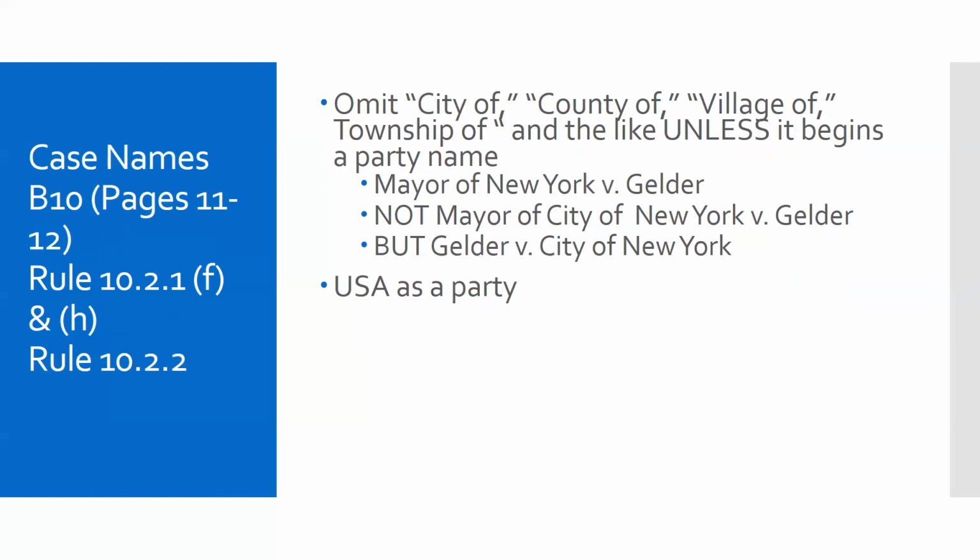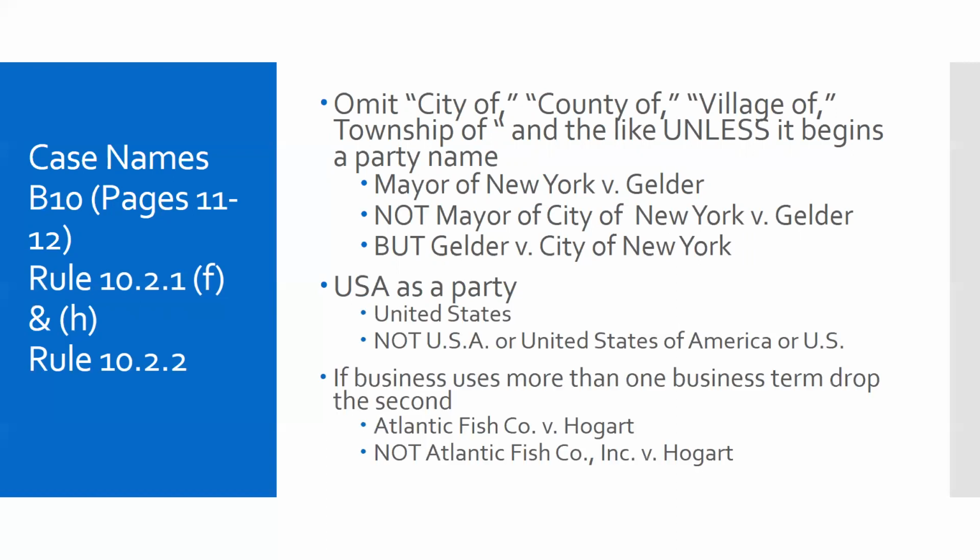The next thing to remember is set forth in the blue pages on pages 11 and 12. So we're going to eliminate city of, county of, village of, or similar items unless it begins a party name. So if the citation is Mayor of City of New York versus Gilder, we're going to go ahead and knock off City of New York and make it Mayor of New York versus Gilder. But you can see in the third example, since it starts with City of New York, we're going to go ahead and keep that City of New York. If the USA is a party, I think we all know that we can't abbreviate it. It's always going to be United States.